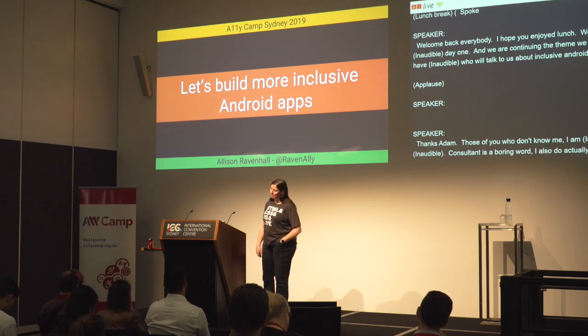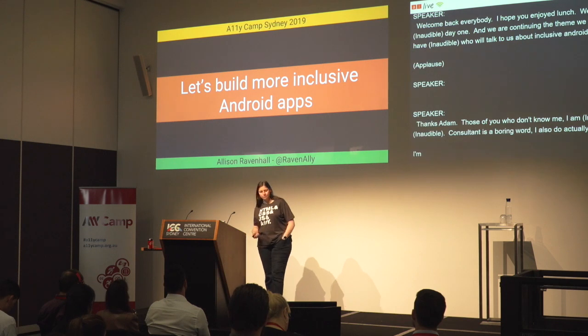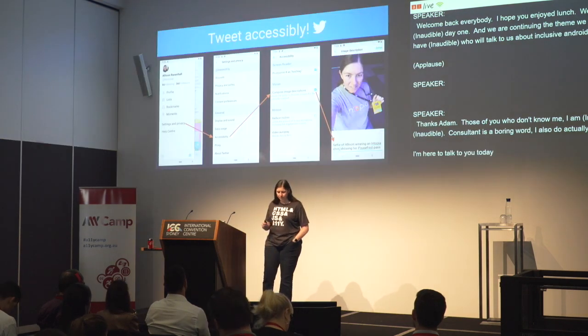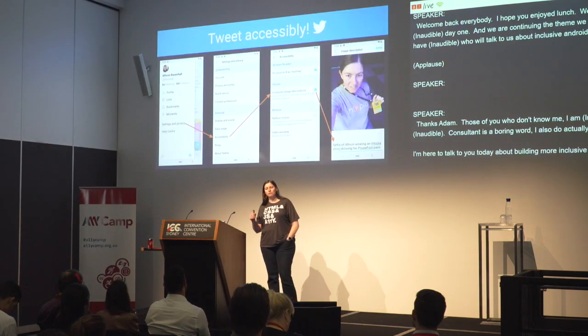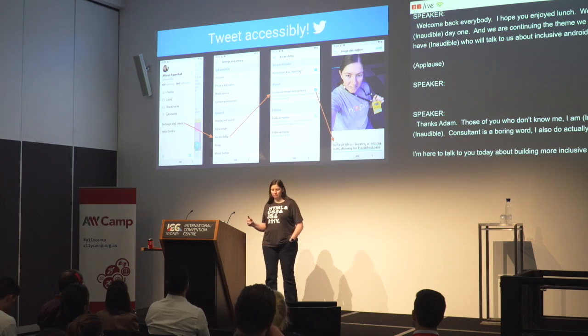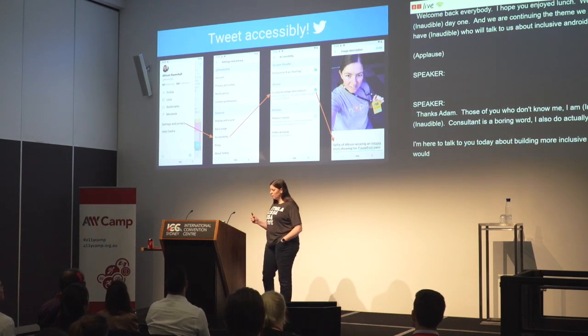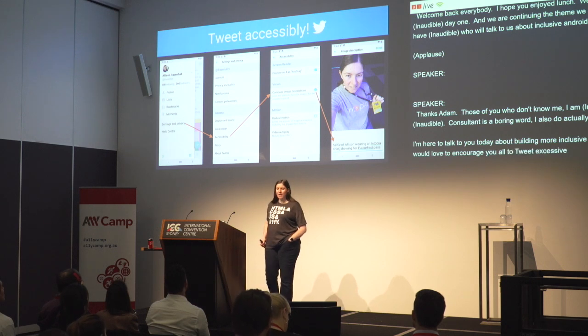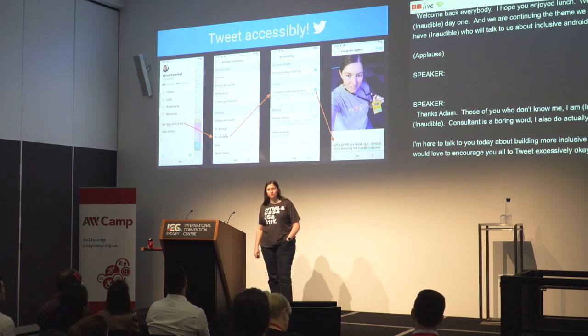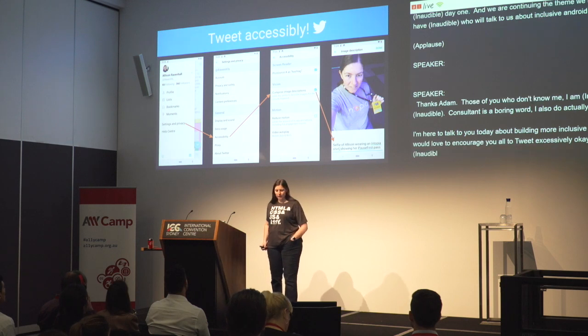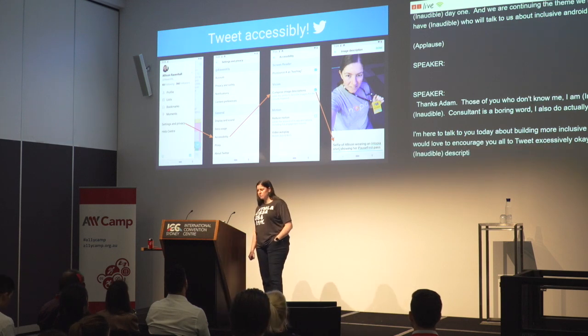I'm here to talk to you today about building more inclusive Android apps, but before I jump into that, I'd love to encourage you all to tweet accessibly. Twitter has the ability for you to add image descriptions to your photos to make Twitter a much more exciting experience for people using screen readers.